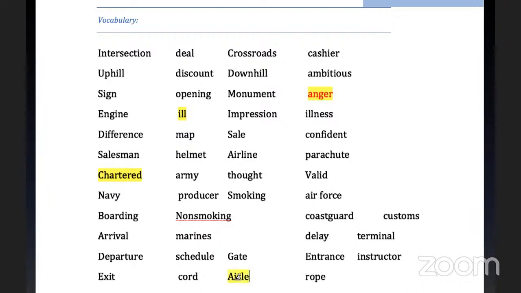Muy bien. Vamos a decir anger. Anger. Ill. Ill. Chatter. Chatter. Aisle. Aisle. Okay. Muy bien. Questions sobre el vocabulary.